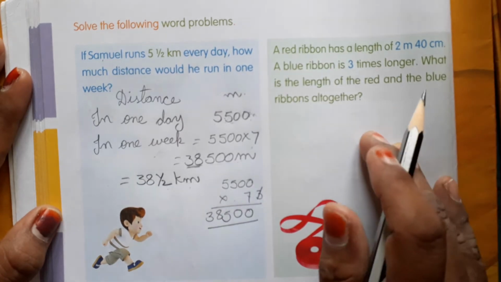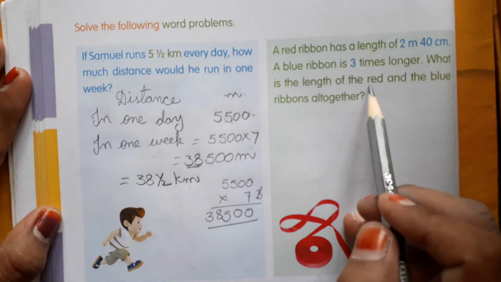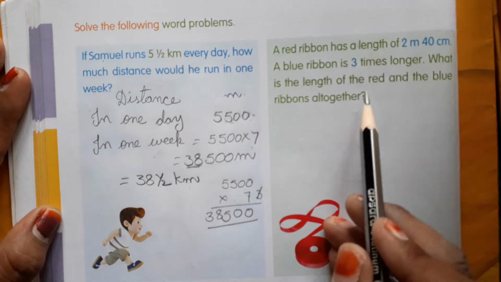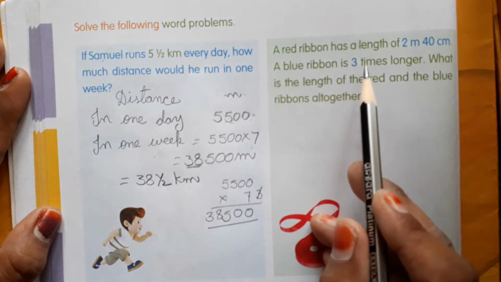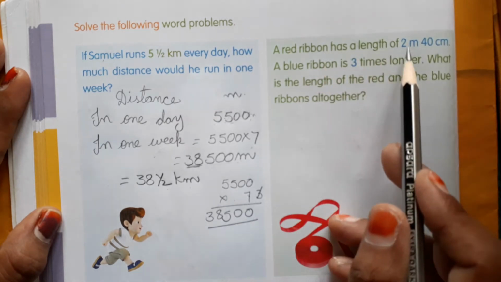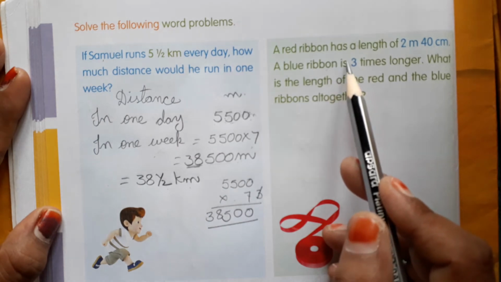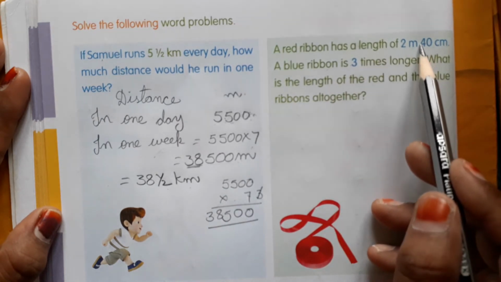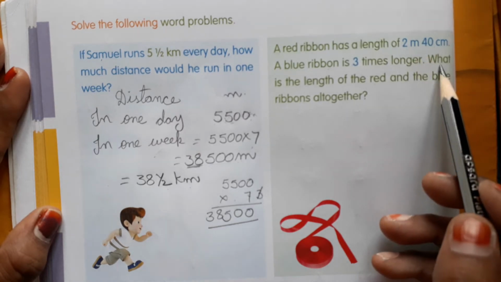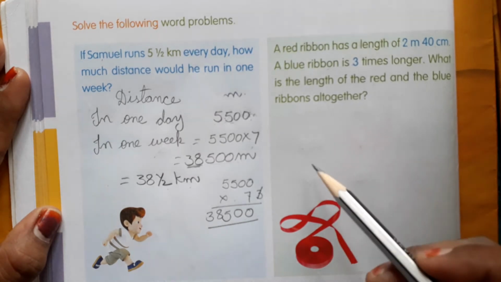Okay, read the next one. A red ribbon has a length of 2 meters 40 centimeters. A blue ribbon is 3 times longer. So the red ribbon has a length of 2 meters 40 centimeters and the blue ribbon has a length of 3 times the red ribbon. 3 times means you have to multiply with 3. What is the length of the red and the blue ribbons together?